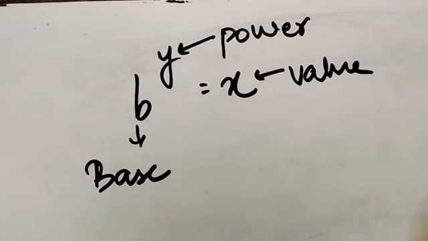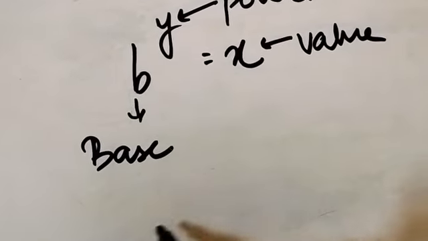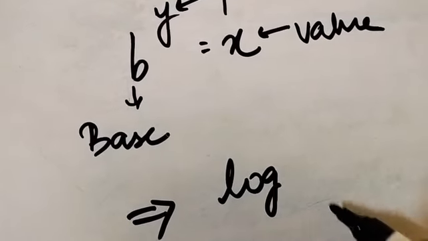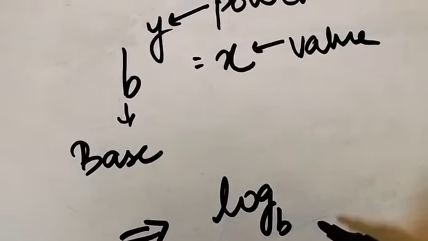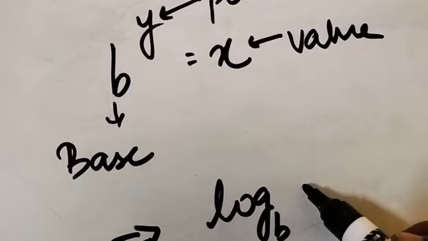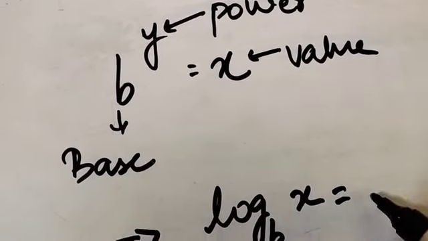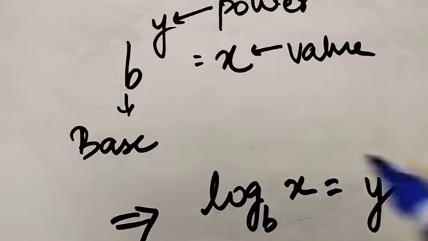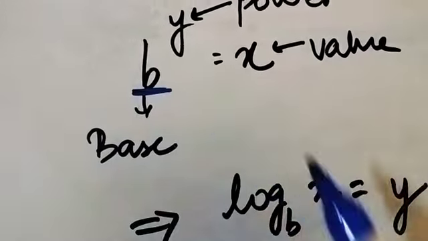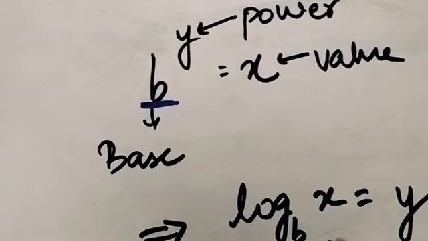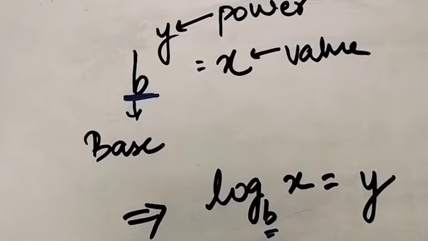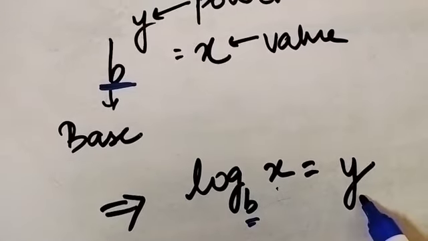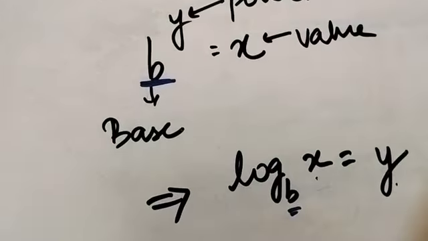Correct? When we want to express this into the log form, all we can do is we write down log. The base would remain the base, so we write down base up over here. The value would come up over here, followed by the power. So if I summarize this again, observe the position of the base. The base b is still the base over here, followed by the value which is x and the power which is y.